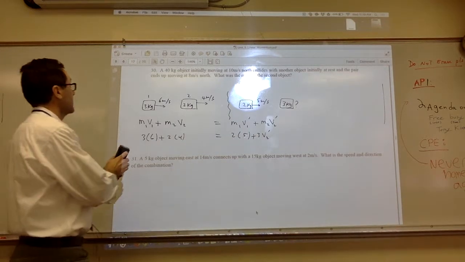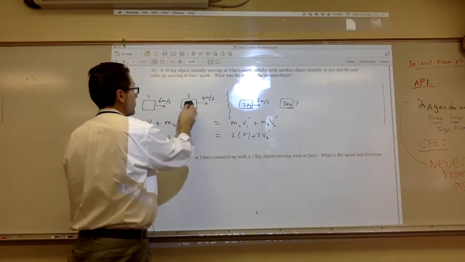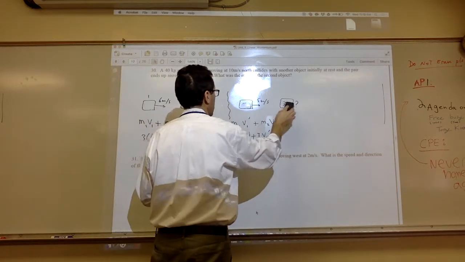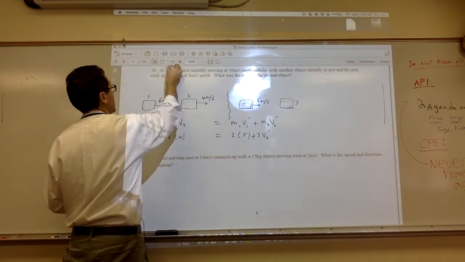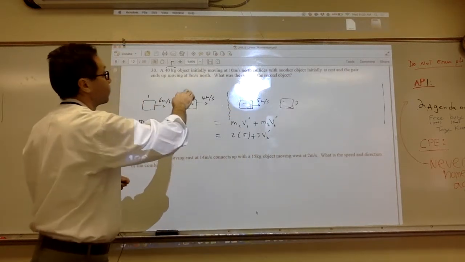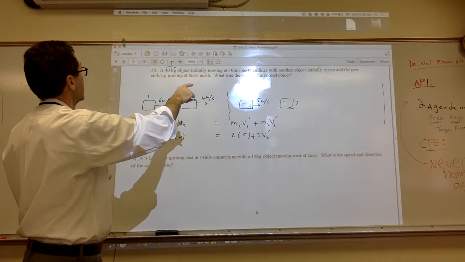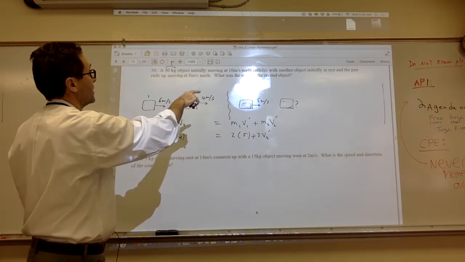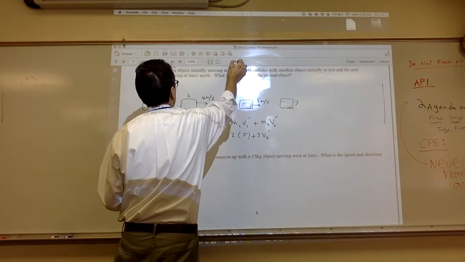All right, so I'm going to actually label these objects just 1 and 2, so I don't have to redraw these pictures. So this object here is 1. Okay, so they're going to stick together, right? Moving north. So this is V1.